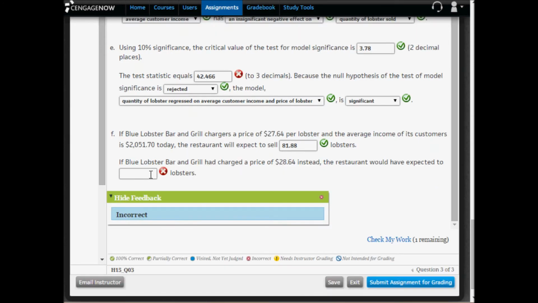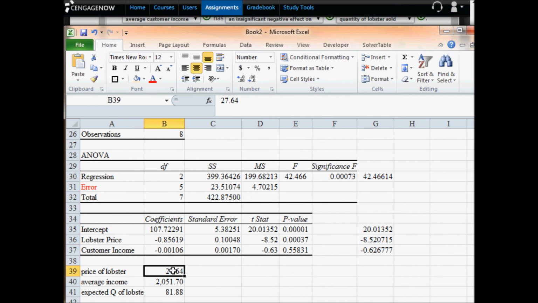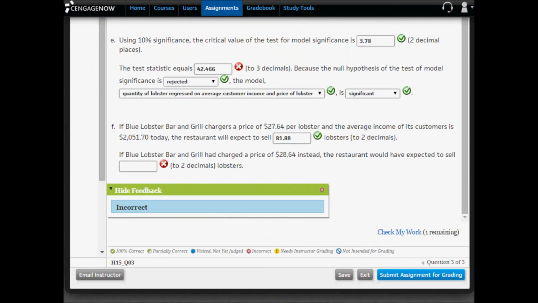So now, suppose instead Blue Lobster Bar and Grill had charged a price of $28.64 instead. The restaurant would have expected to sell how many lobsters? So all we got to do is notice that the difference between these two prices is $1. So I'm going to go back to Excel, and I'm going to change that to $28.64. And the expected quantity fell slightly, right, to 81.02. Copy in 81.02, that the law of demand holds.